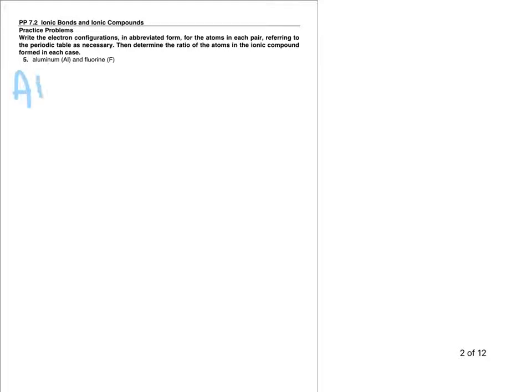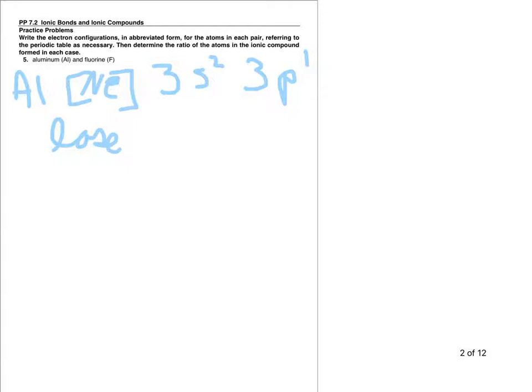Start off with aluminum. Aluminum, look at the periodic table. We find neon as the noble gas before it, and then aluminum's in period 3, and we find 3s2. Then we slide over into the p block, where it's the first element, so 3p1. So aluminum is going to need to lose 3 electrons to form its ion. It's going to lose those electrons.